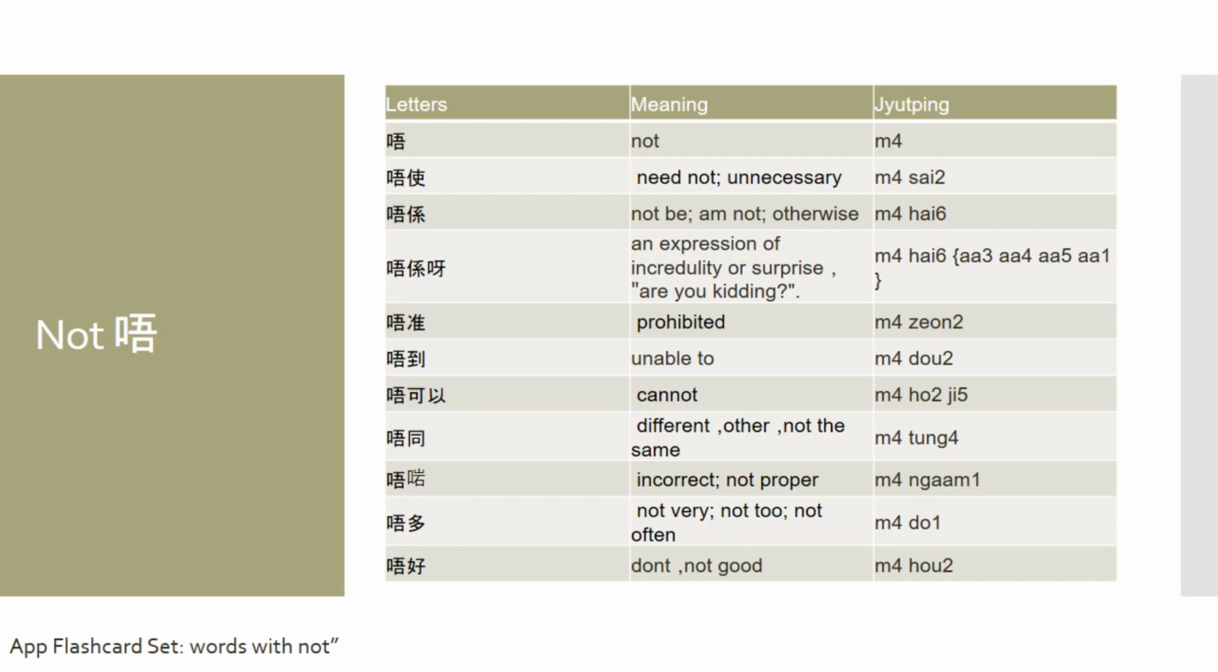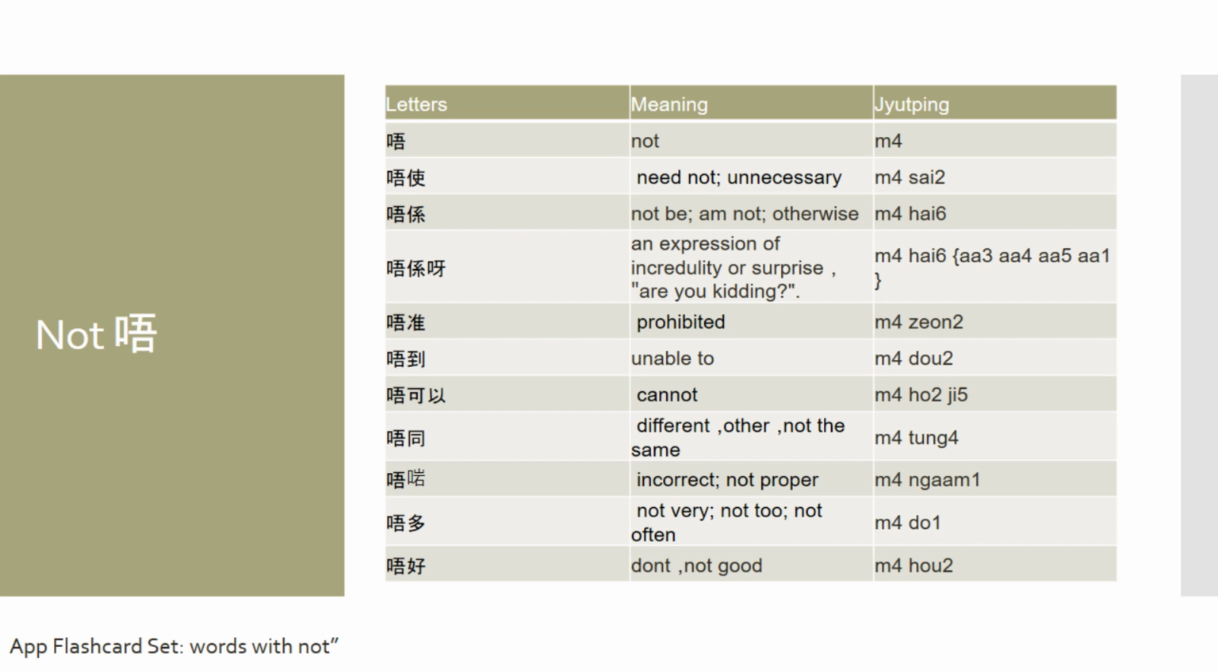The first Chinese character that I want to talk about is the Chinese character that has the meaning of not. And in Cantonese, it is pronounced m. This Chinese character is associated with a lot of things, especially the things in which we're not doing. So let's go over all of these. If we want to say need not or unnecessary, we would say sai. If we want to say am not or not be, then we would say hai.